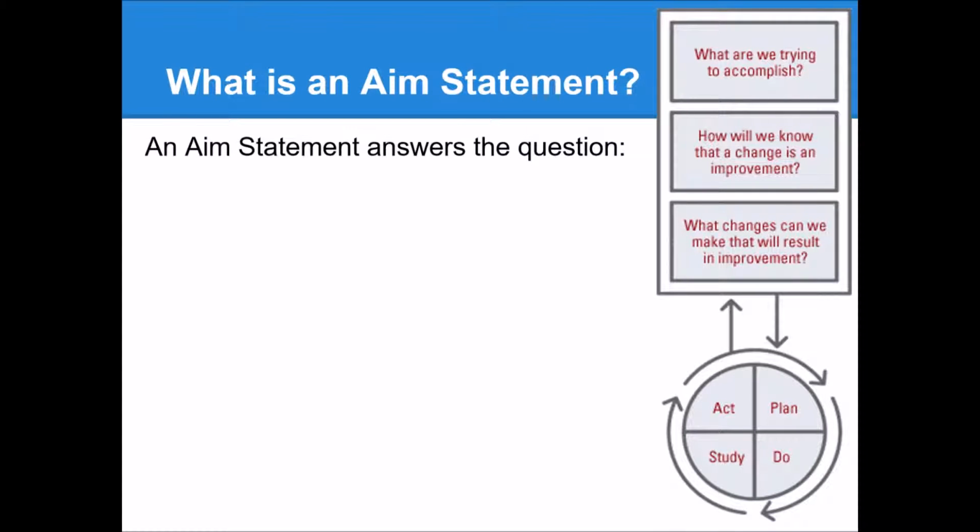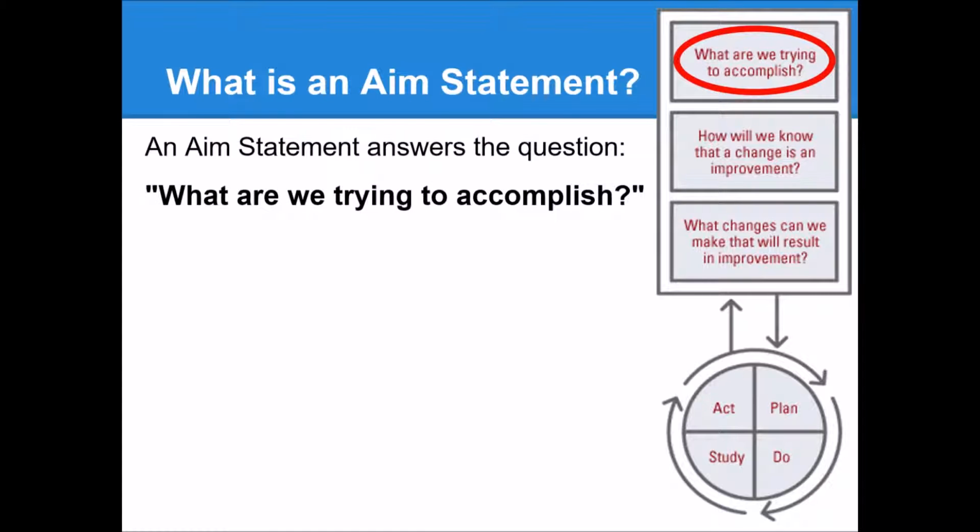So now we can talk about the first tool in our course, the aim statement. An aim statement is simply a tool to help you answer the first question in the model for improvement. What are we trying to accomplish? It seems easy, right? So how about this? Let's take an example that's non-medical that I'm sure most people have experience with. What if our project is trying to lose weight? Let's come up with a sample aim statement for that project.